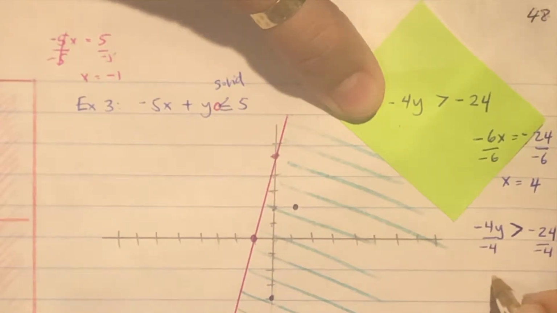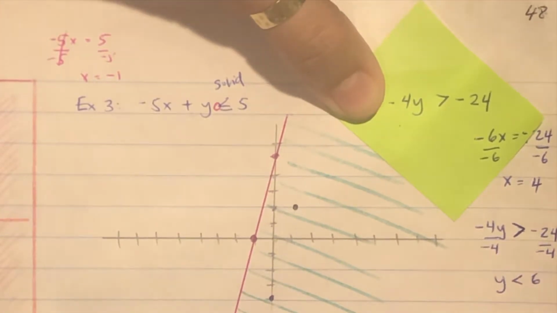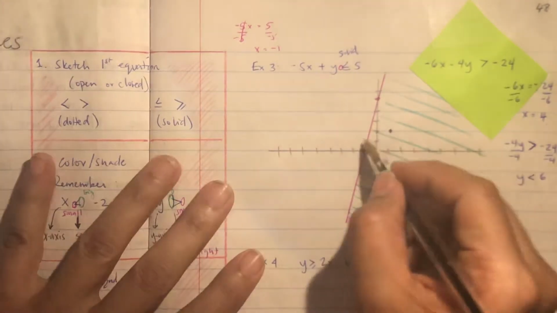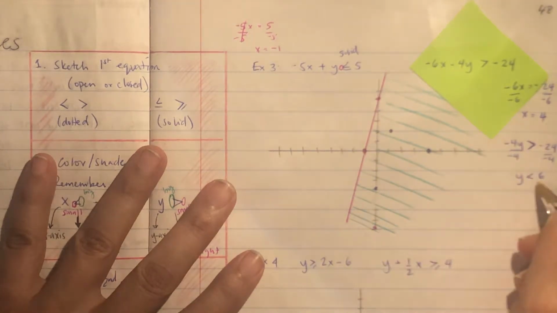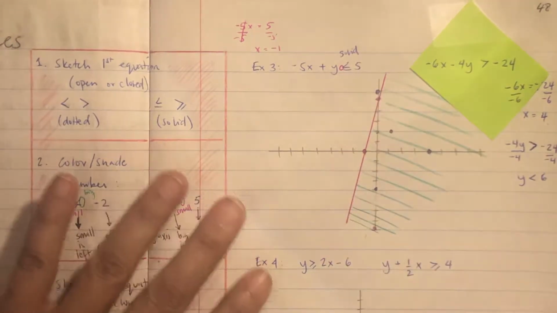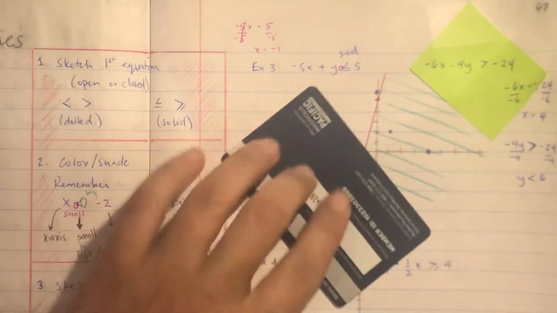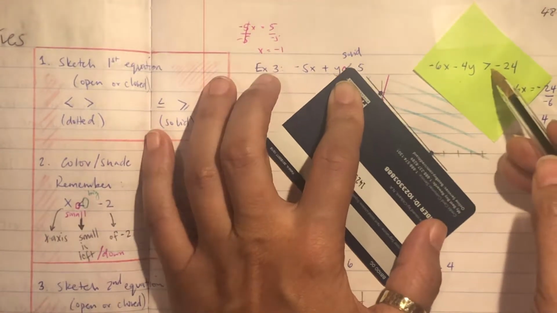So you're going to get y. Now, because I divide by a negative number, what do you do to the inequality? You flip it. And then negative divided by negative is positive. 24 divided by 4 is 6. So your x-intercept is 4. Your y-intercept is 6. So x is 4: 1, 2, 3, 4. And y is 6: 1, 2, 3, 4, 5, 6. Okay, and then we're going to join those two lines.